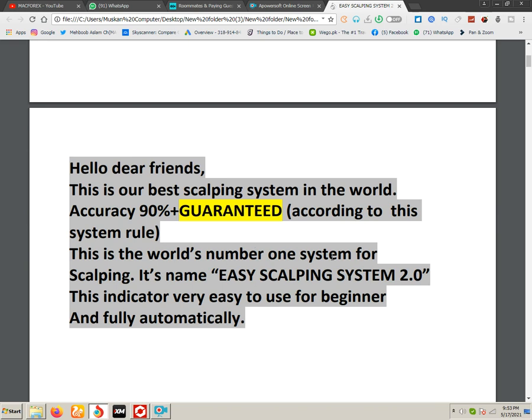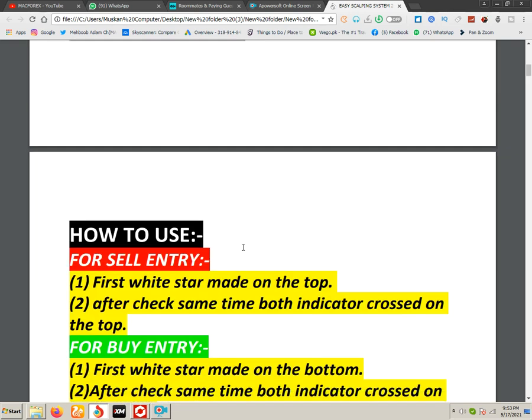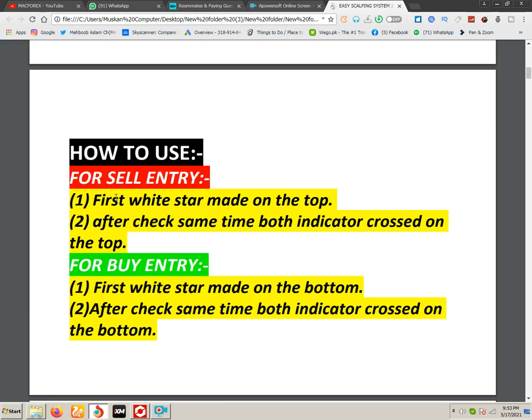You can see here, basically I wrote this in a PDF file. When anybody contacts me at my WhatsApp number, you can take this indicator, and I will give you this PDF file also, because in this PDF file everything is mentioned, how you can utilize this indicator for best results in the forex trading system. You can see here accuracy 90% with this indicator, and here is the procedure how to use it for a sell entry.